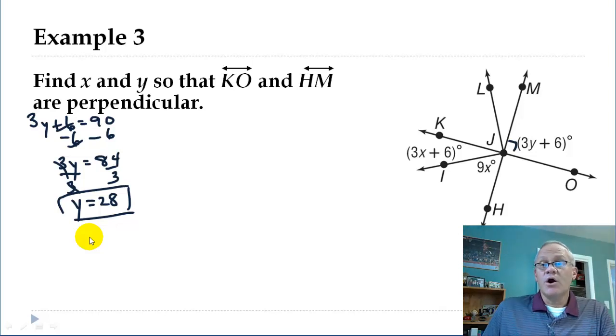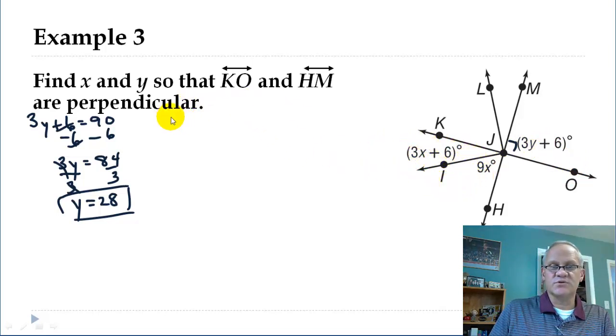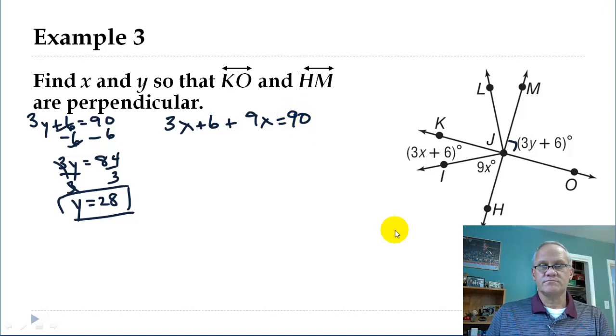Not bad, right? Okay, now let's look at the x's, because what we've got here is a 3x plus 6 and a 9x. But the two of these together are adjacent, they're right next to each other, and together they make up what we want to be 90. So just like before where we made this angle, 3y plus 6, equal 90, this time we're going to make the whole entire thing equal 90, which means 3x plus 6 plus 9x has to equal 90. There we go. So it's the same concept, but you just have to add two of them together to equal 90.